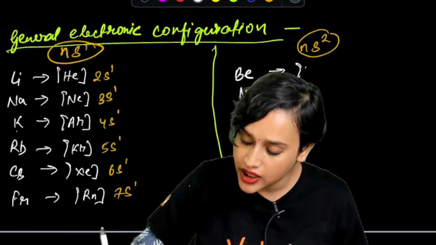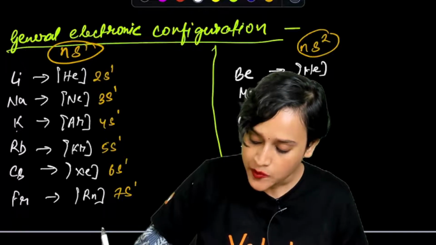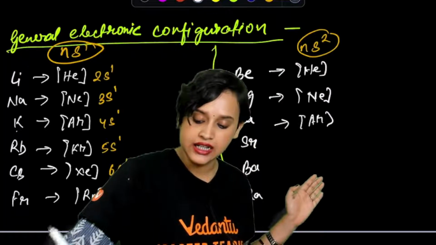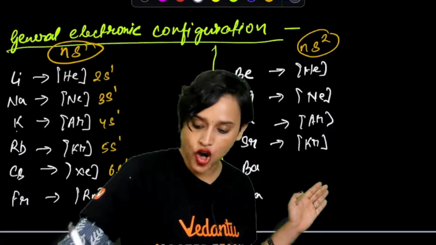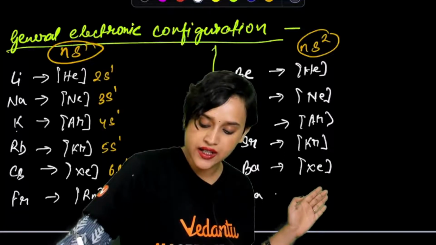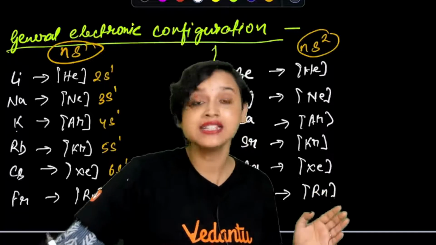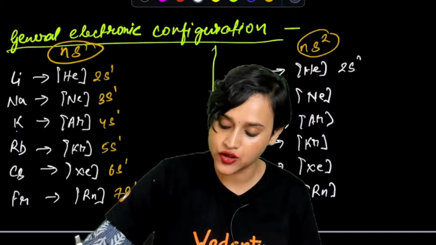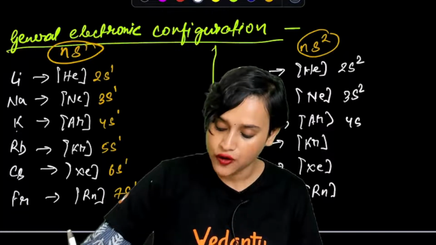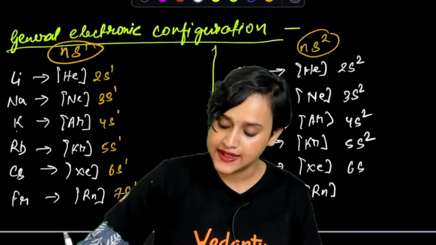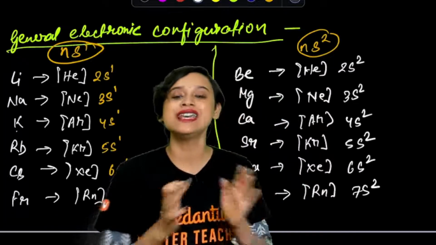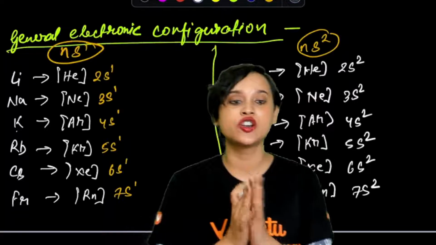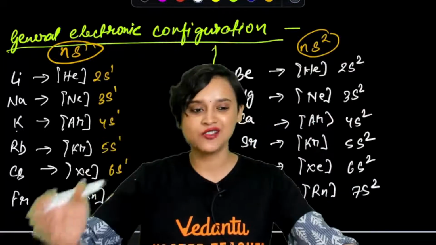Once again, very similarly, we will write the noble gases first: helium, neon, argon, krypton, xenon, and radon. So what is going to be the general electronic configuration? Once again, very similarly, we will write it as 2s2, 3s2, 4s2, 5s2, 6s2, and 7s2. So is the general electronic configuration clear for everybody? If it is clear, write down la la la in the chat box.